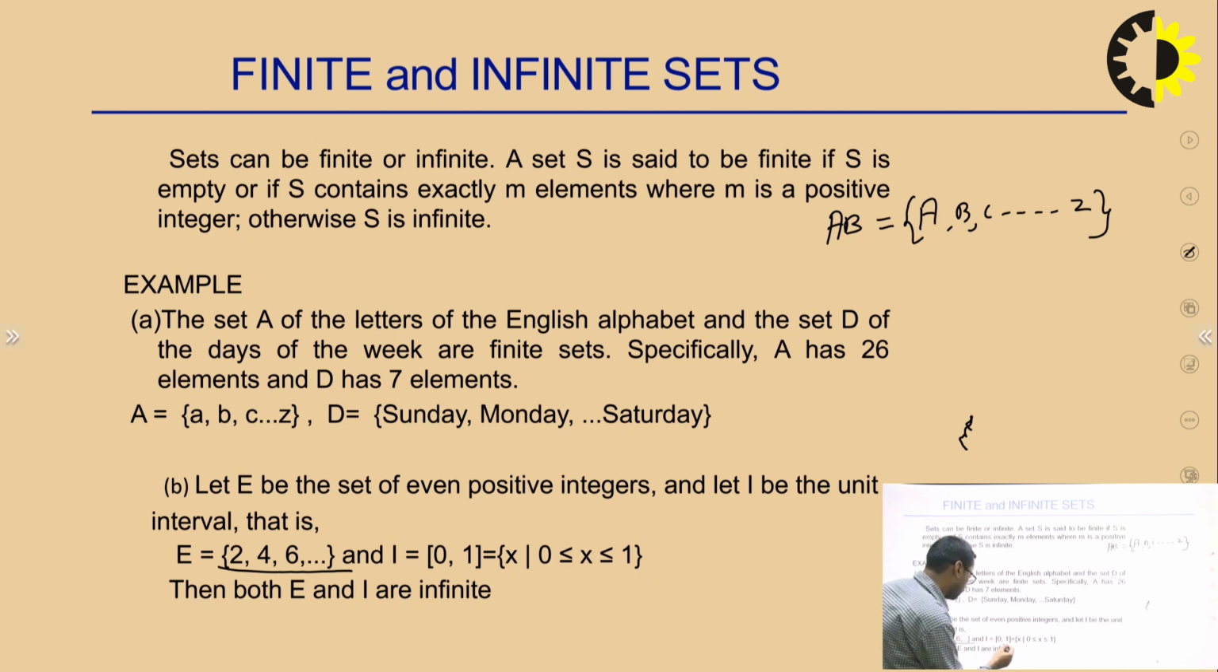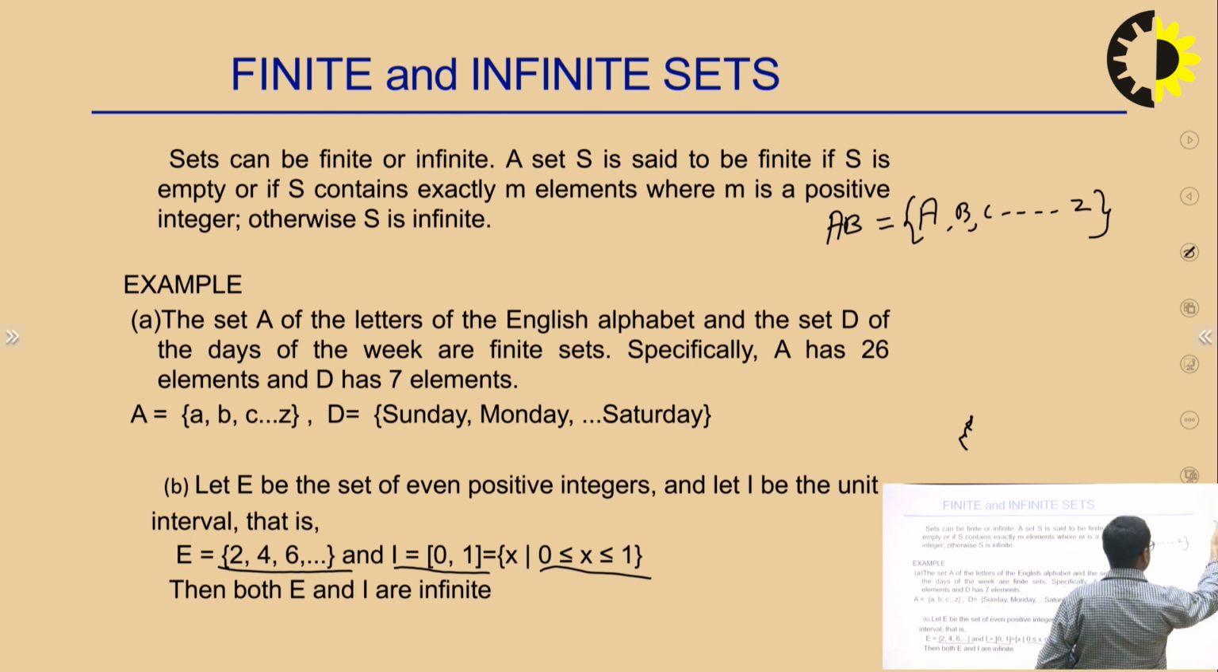Or look at this example: I equals the range 0 and 1. When we specify x such that 0 is less than or equal to x, which is less than or equal to 1, that means the range of x varies from 0 to 1. So both E and I are infinite.